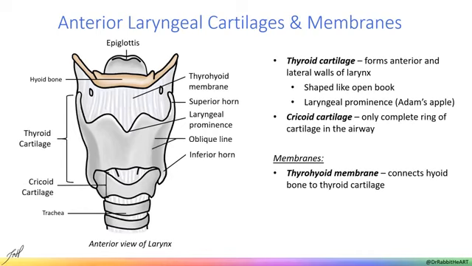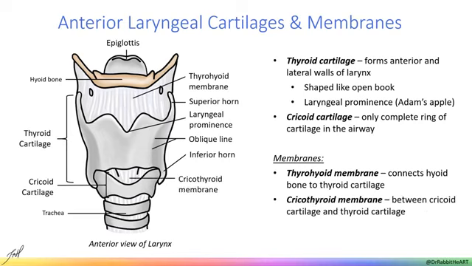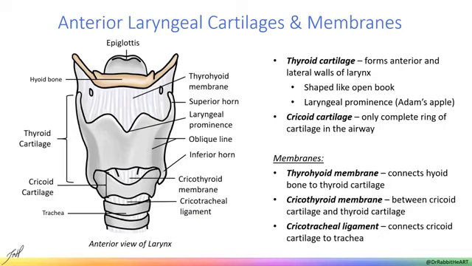The cricoid cartilage is located inferior to the thyroid cartilage. It's shaped like a signet ring with a thin component facing anteriorly and thick part posteriorly. Importantly, the cricoid cartilage is the only complete ring of cartilage in the airway. The cricoid cartilage attaches to the thyroid cartilage via the cricothyroid membrane and to the trachea inferiorly by the cricotracheal ligament.